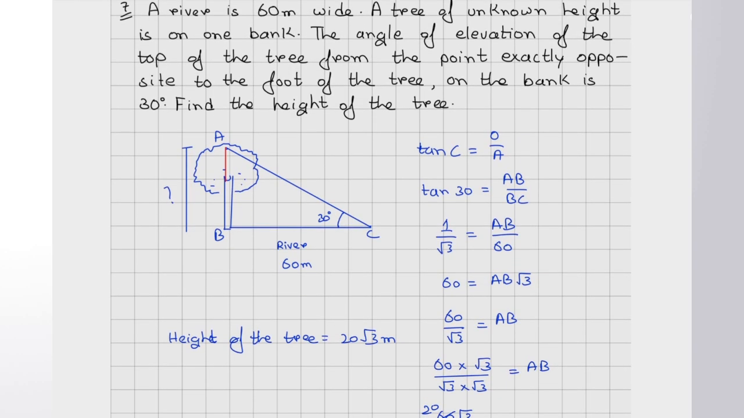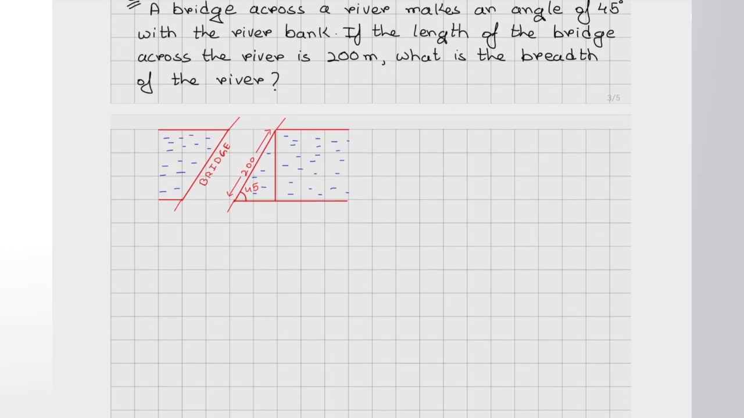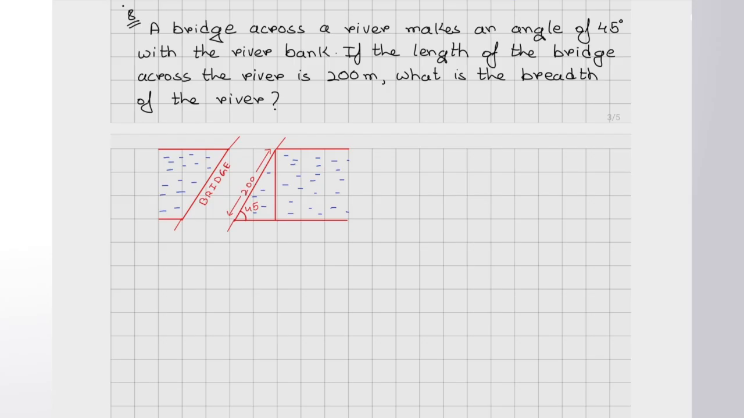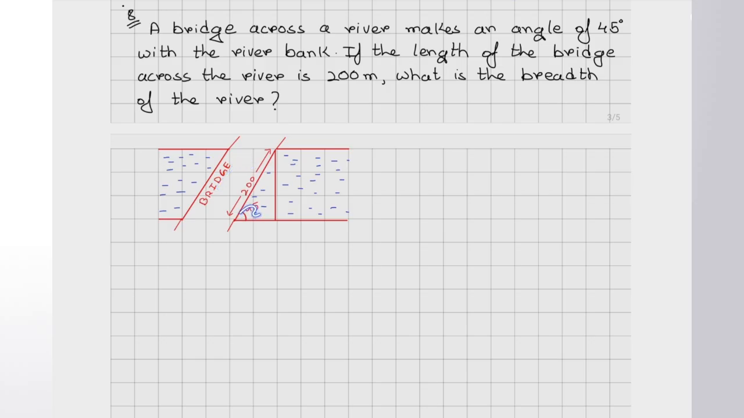Let's move on to the next question, which is 8th. We have got the diagram already drawn. Read. A bridge across a river. This is a bridge across the river, as you can see, and it makes an angle of 45 degrees with the river. If the length of the bridge across the river is 200 meters, so we have got the hypotenuse as 200 meters, what is the breadth of the river?